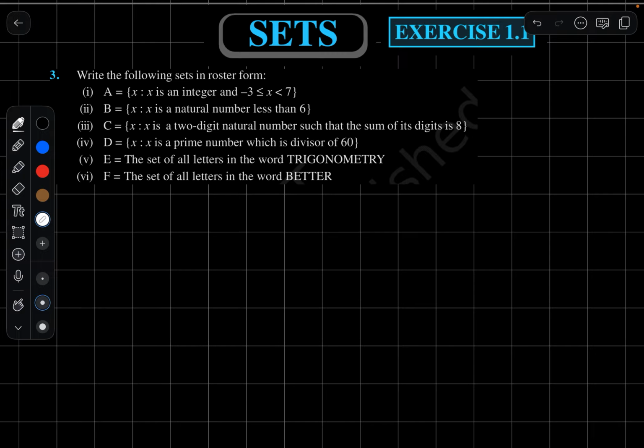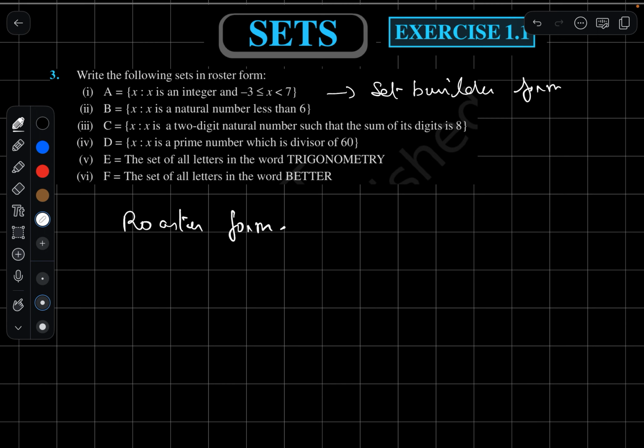Already we have seen the roster form and the set builder form, isn't it? So in exercise 1.1, sum number 3, we are going to write the sets in roster form. In what form are these sets given? They are given in set builder form, isn't it? Because there is a description, a definition of how to write the elements. So now we are going to list out the elements, which is called the roster form.